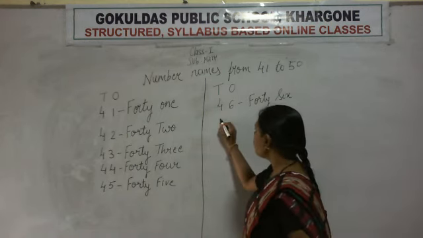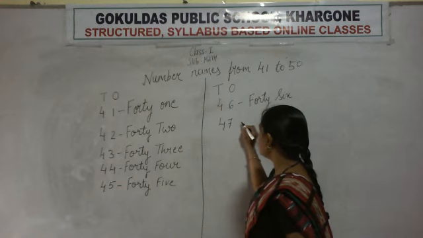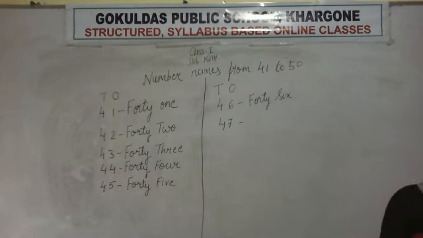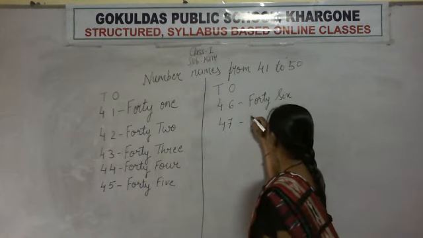4, 7, 47. Now tell me what is the place value of 7 in 47? Tens? No, then what is the place value? Ones. Very good. And the place value of 4 is tens. Now 4, 7, 47. Write the spelling.